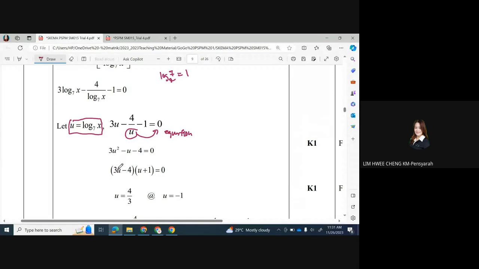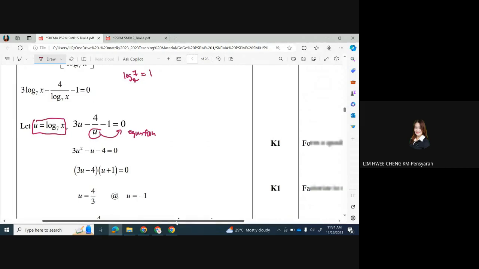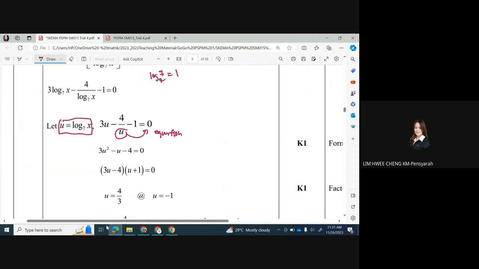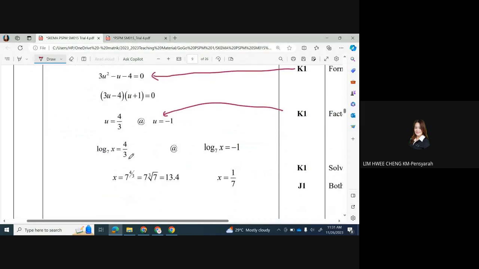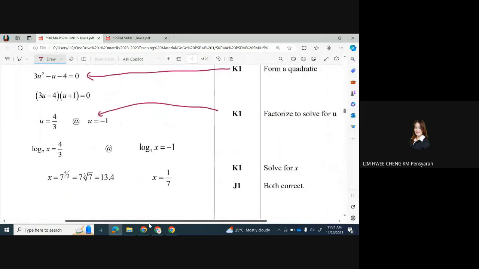Okay, lepas tu kita faktor, so we will get the u equal to 4. Okay, nampak tak dia give another mark, form a quadratic. So maksudnya you must do until you form a quadratic and you factorize to get the answer. Okay, baru you solving balik, kita akan solve balik.